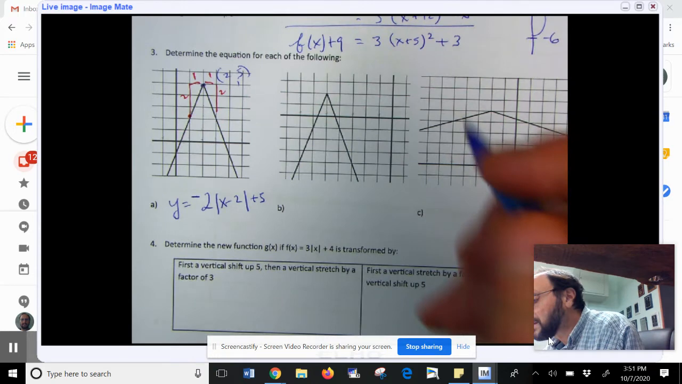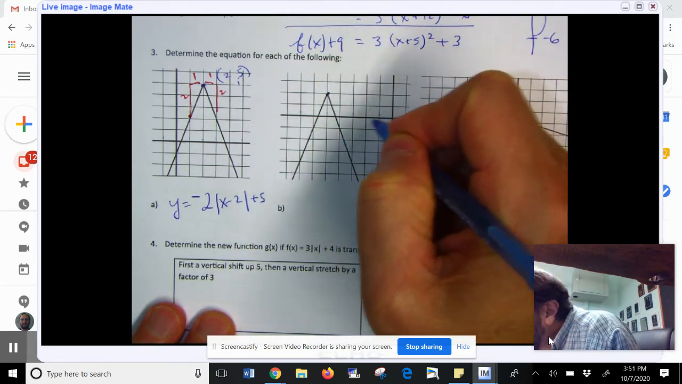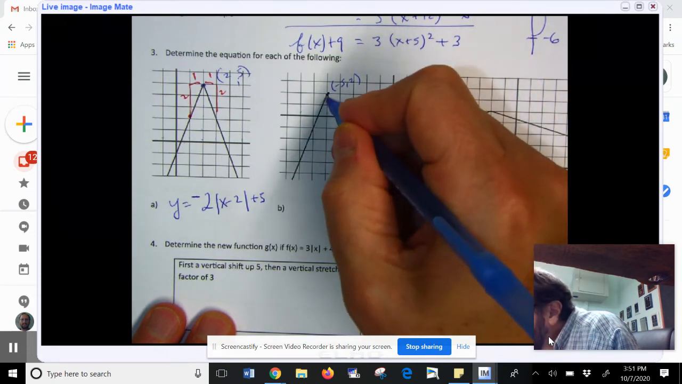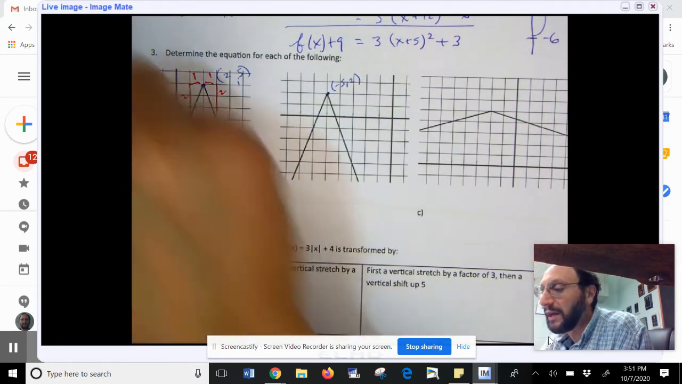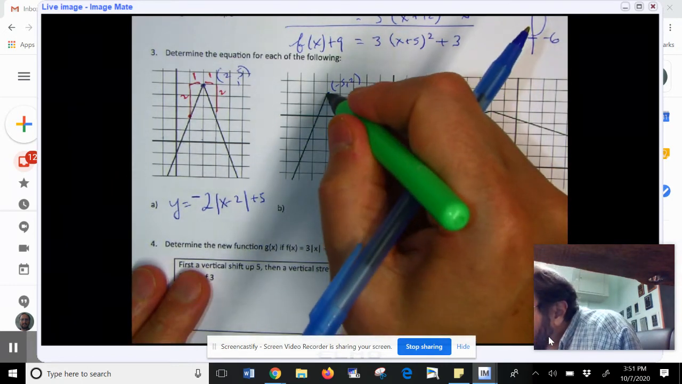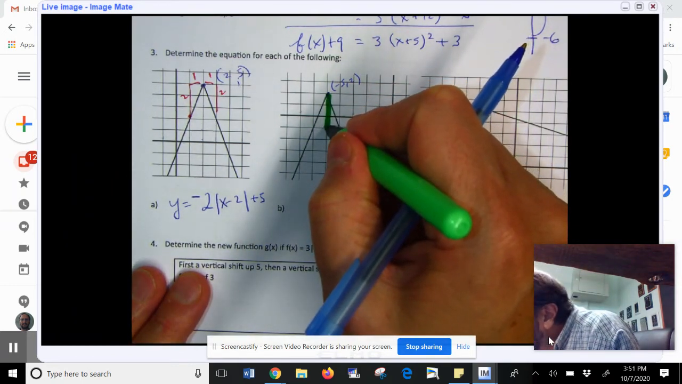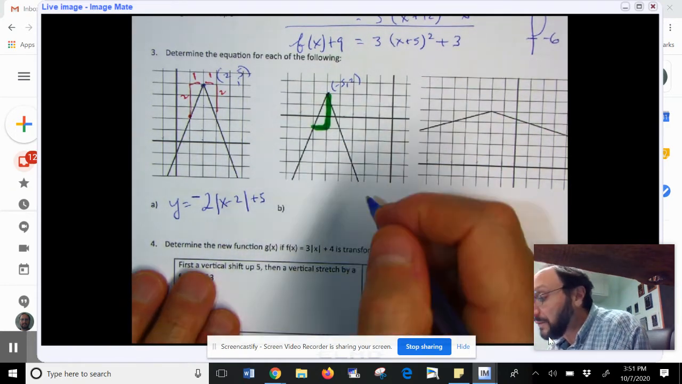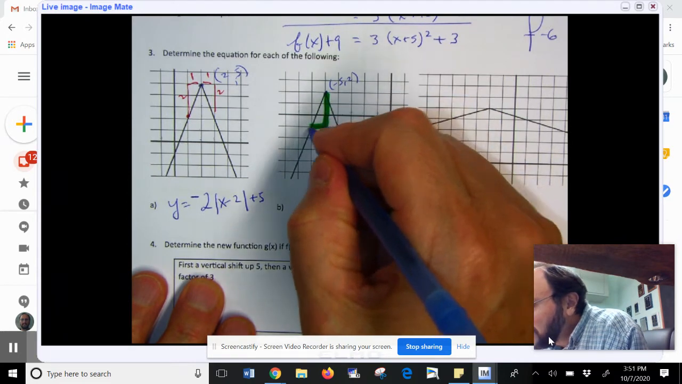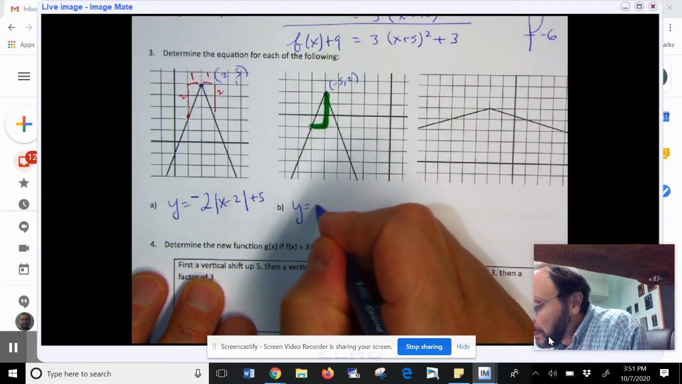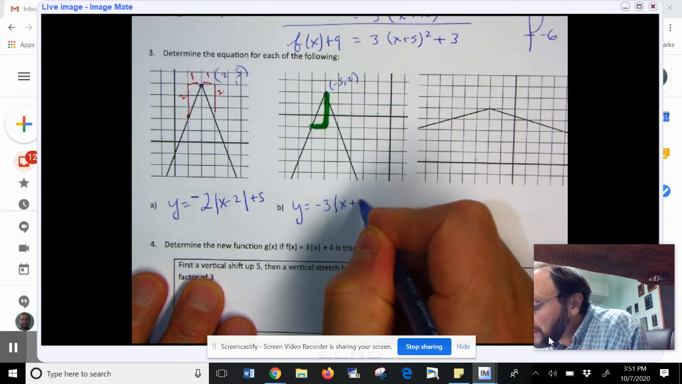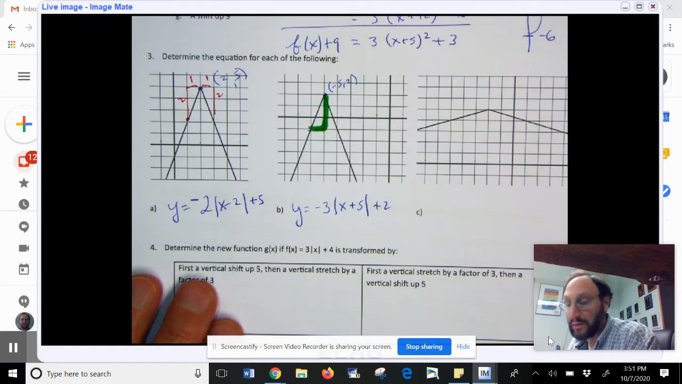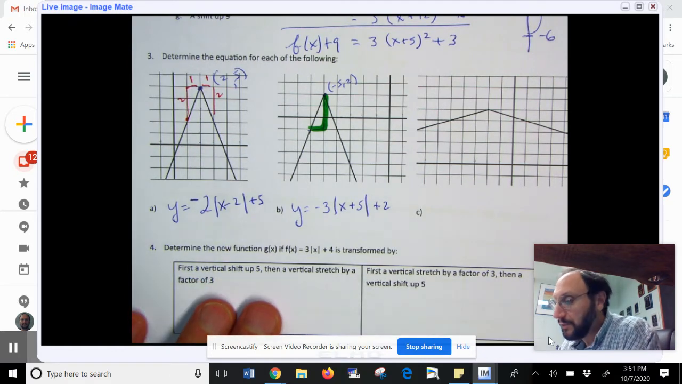The next one is in a different location. It's at -1, 2, 3, 4, 5. It's -5, +2, but it has a different slope. It looks like, let me get a better pen here. If I go down, it looks like it goes down 3 for each one to the right, or to the left. So it looks like this is going to have a slope of -3, down 1, 2, 3, and over 1. So y equals -3 times the absolute value of x plus 5, going to the left 5, and up 2. Done.